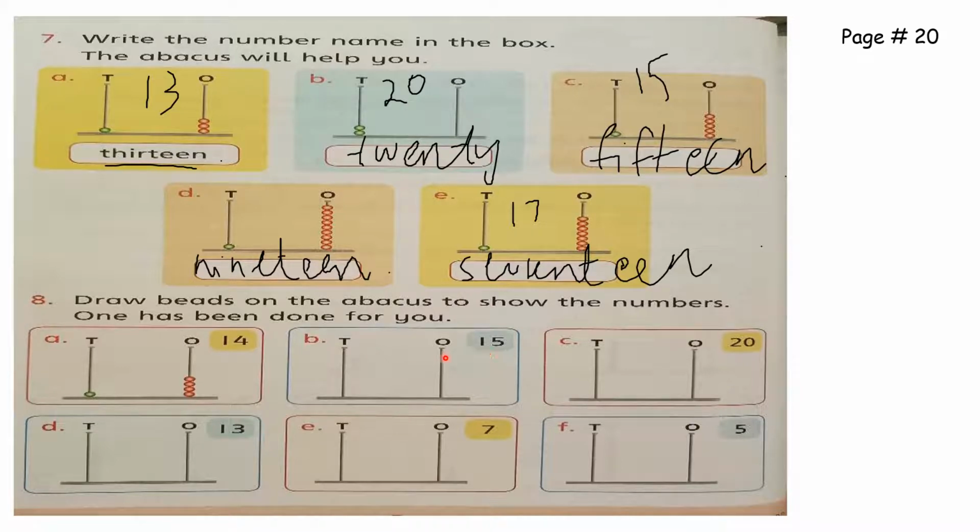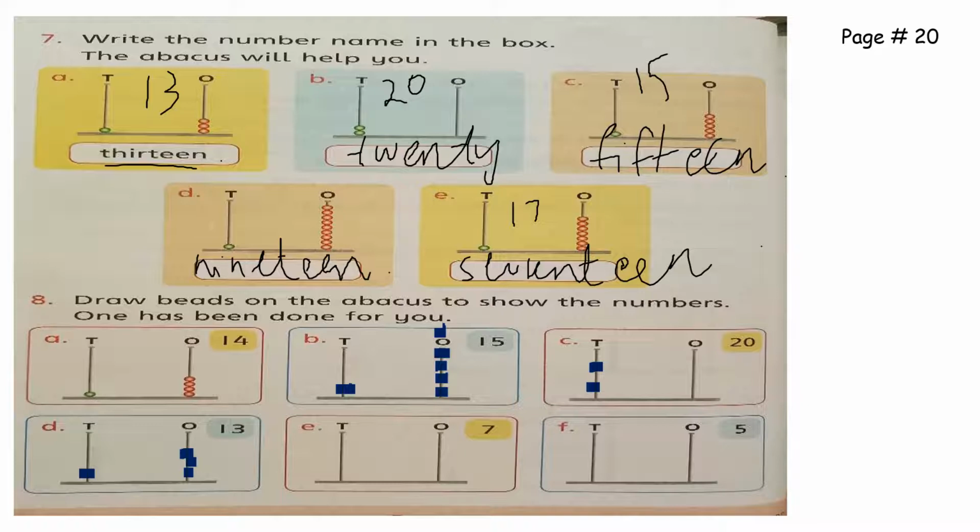Okay, here how many ones are here? 5 ones. So we'll make 5 beads in the ones rod. 1, 2, 3, 4, 5, and there's only one bead in the tens rod. Okay, so here it is 2 tens, so we'll make 2 beads in the tens rod, and 0 ones, so we'll not make any bead in the ones rod. Okay, here 1 ten and 3 ones, so we'll make 1 ten and 3 ones, 1, 2 and 3.